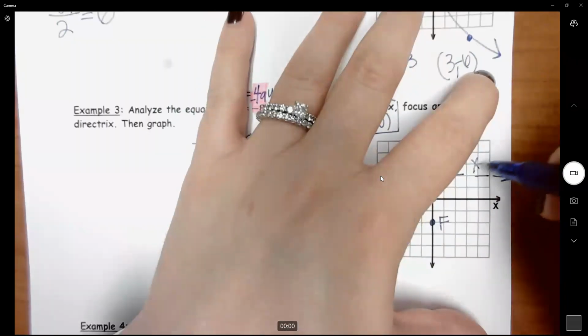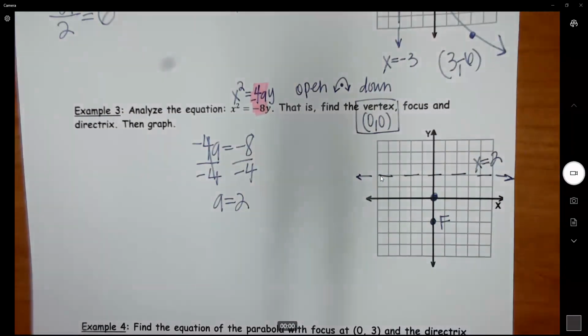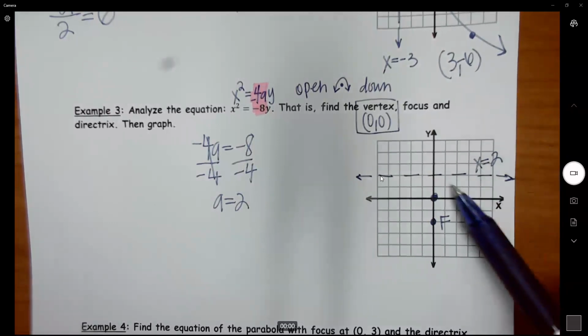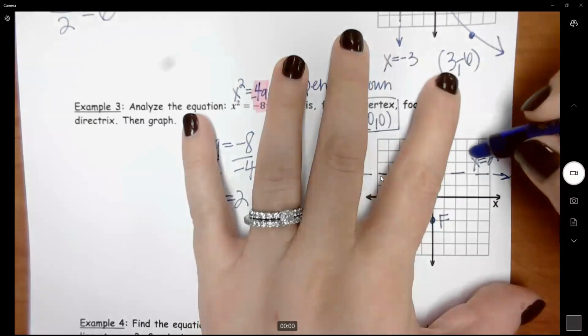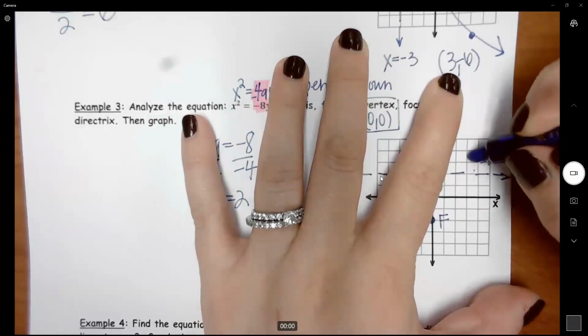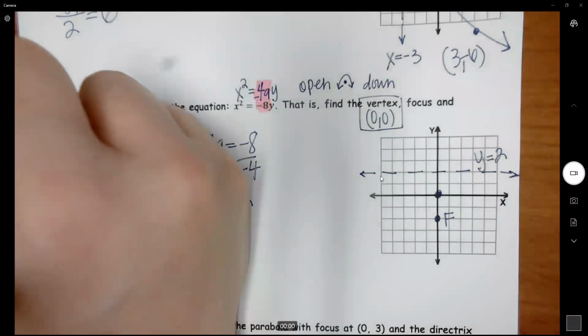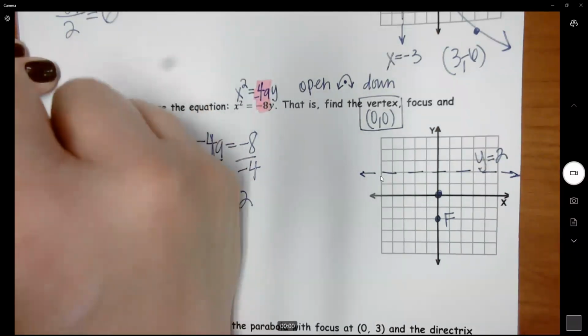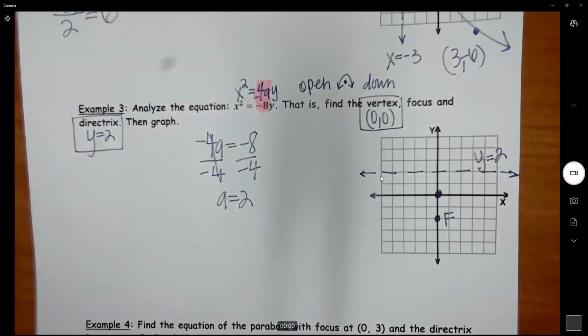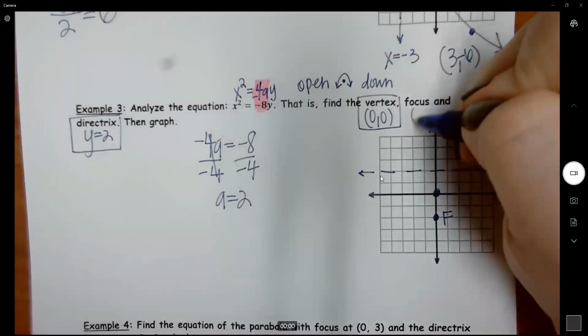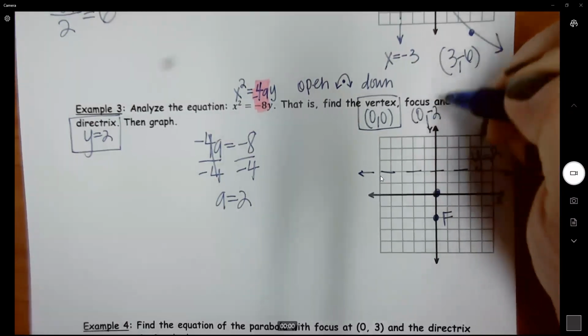So this equation is x equals 2. Nope, that's not x equals 2. x equals 2 is right here, crossing your x-axis at 2. So let's go y equals 2. And then the focus, what's this ordered pair? That is (0, -2).